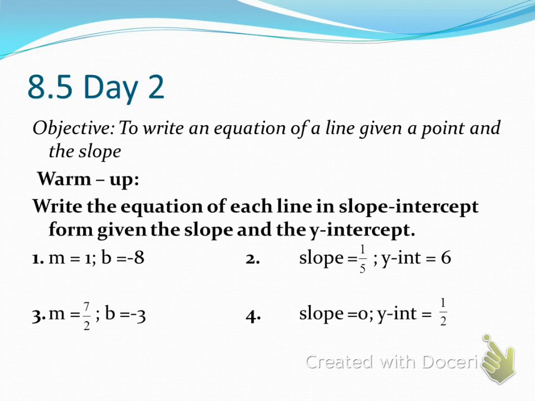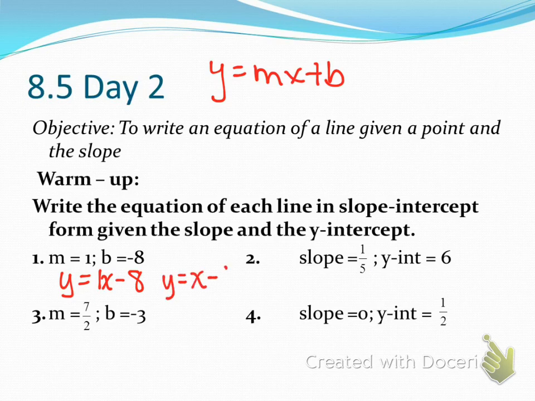So for number 1, we need an equation in slope-intercept form, y equals mx plus b. They told us what m and b equal. Who wants to tell me what the equation should be? Keon. Very good. y equals 1x minus 8. Or if you want, you can just write y equals x minus 8. Either one of those would be fine. If you put plus negative 8, that's also okay. It's just not the best answer.